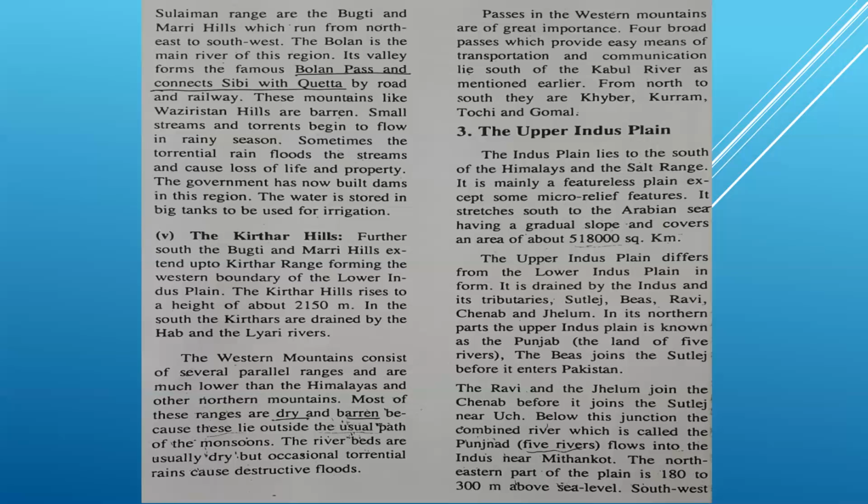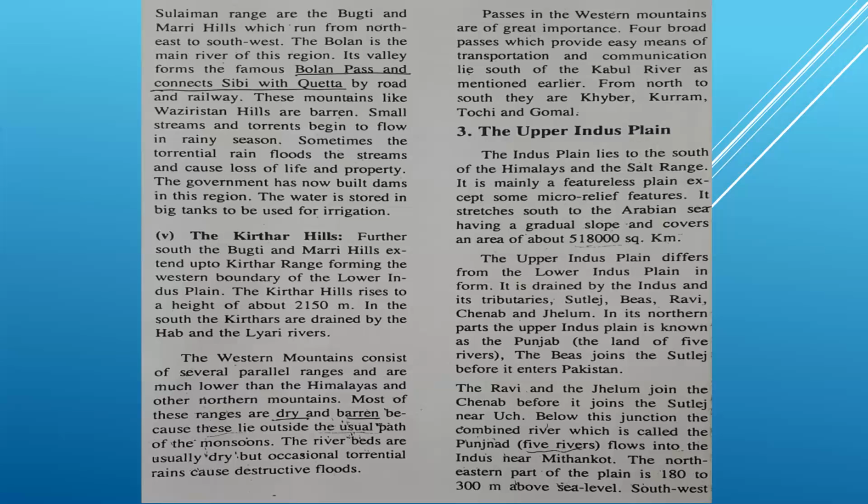In its northern parts, the upper Indus Plain is known as the Punjab. What is the meaning? The land of the 5 rivers. Punjab is also called the land of 5 rivers. The Beas joins the Sutlej before it enters Pakistan. The Ravi and the Jhelum join the Chenab, which joins the Sutlej near Uch. Below this junction, the combined river is called Panjnad. In MCQs, it can be asked: Panjnad means the land of 5 rivers. Panjnad simply means 5 rivers flow into the Indus near Mithankot.